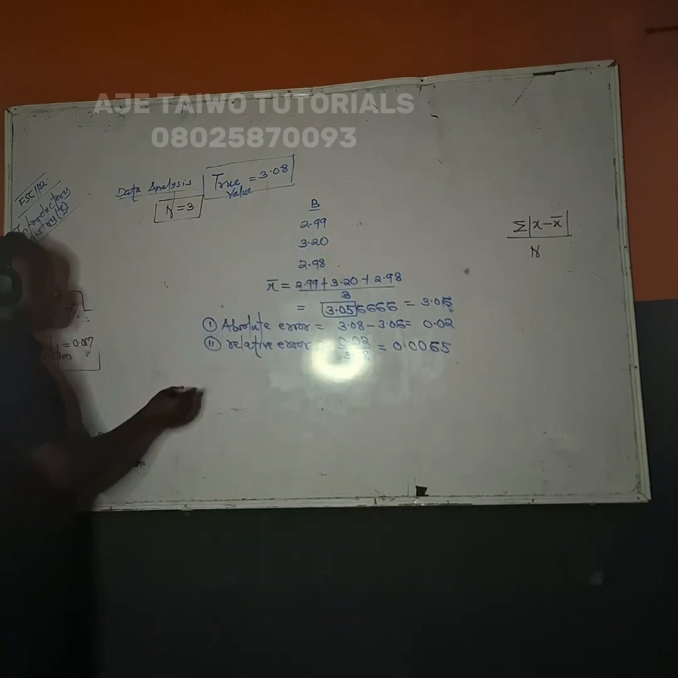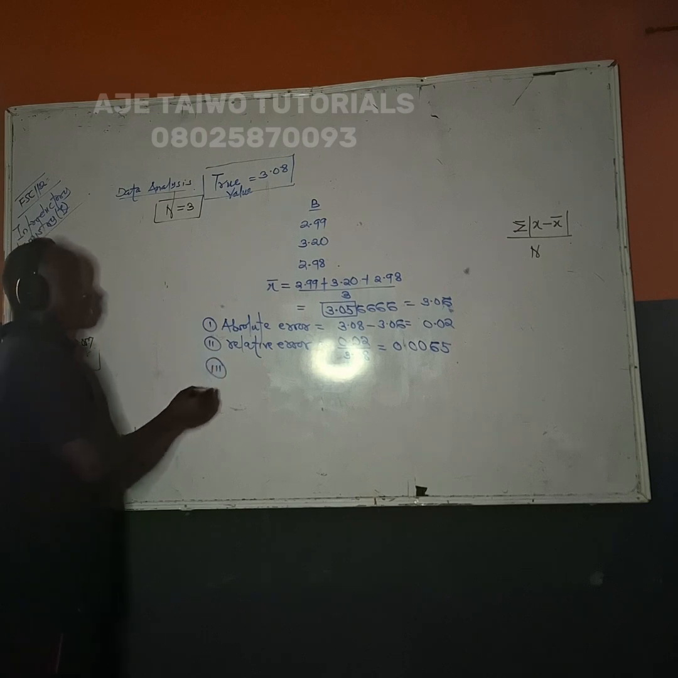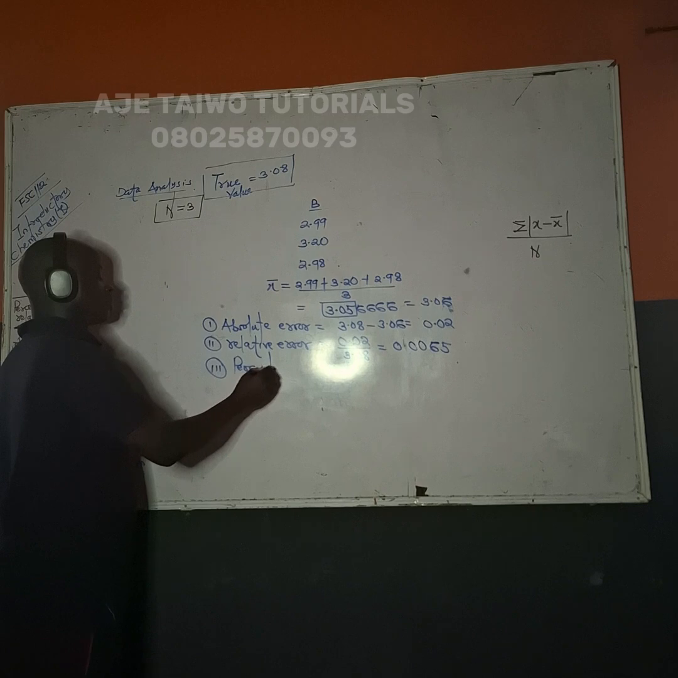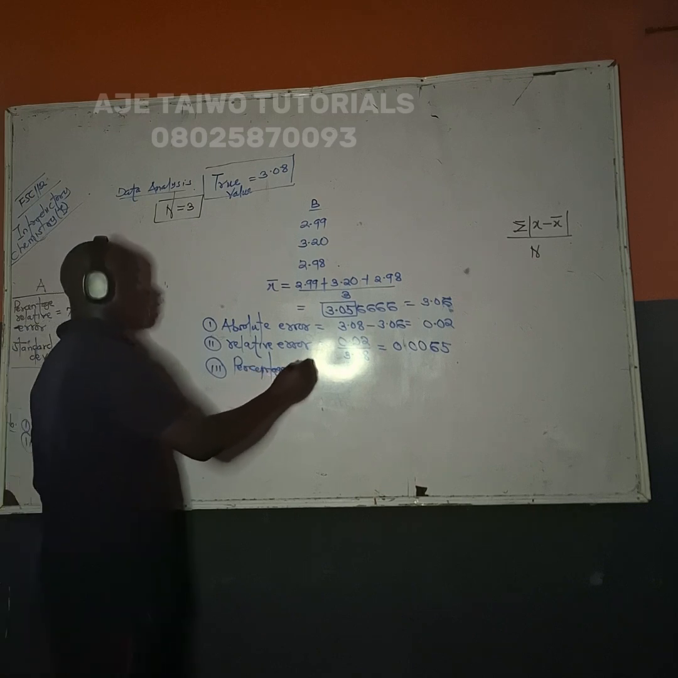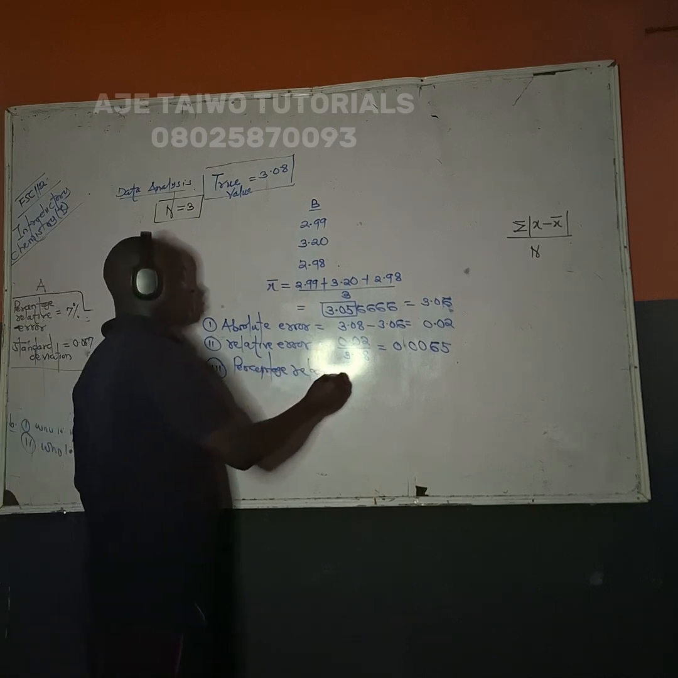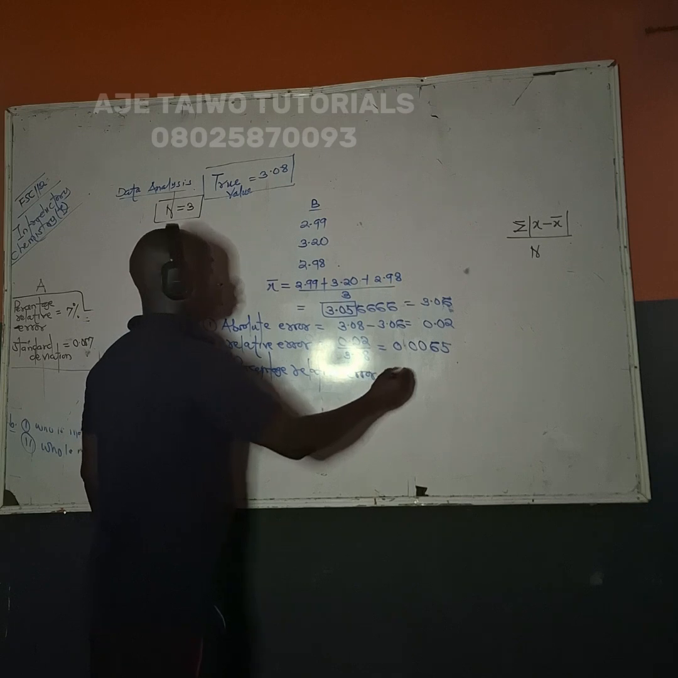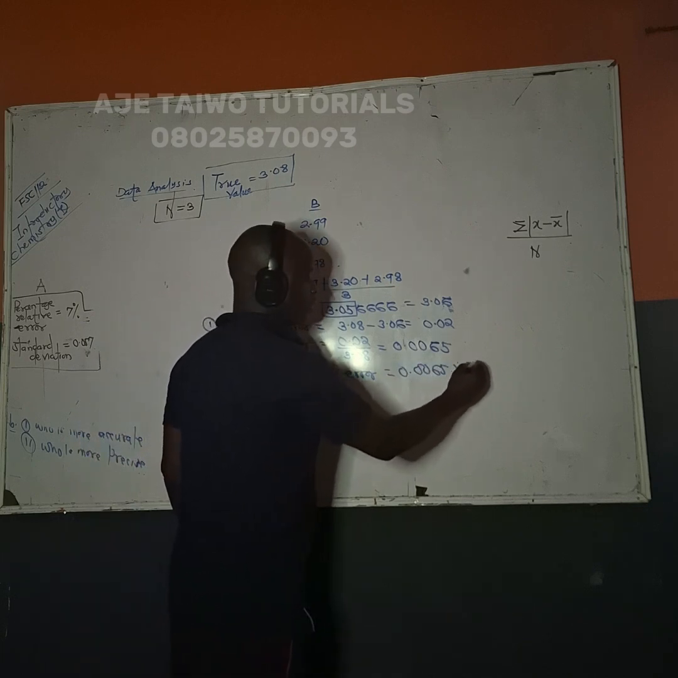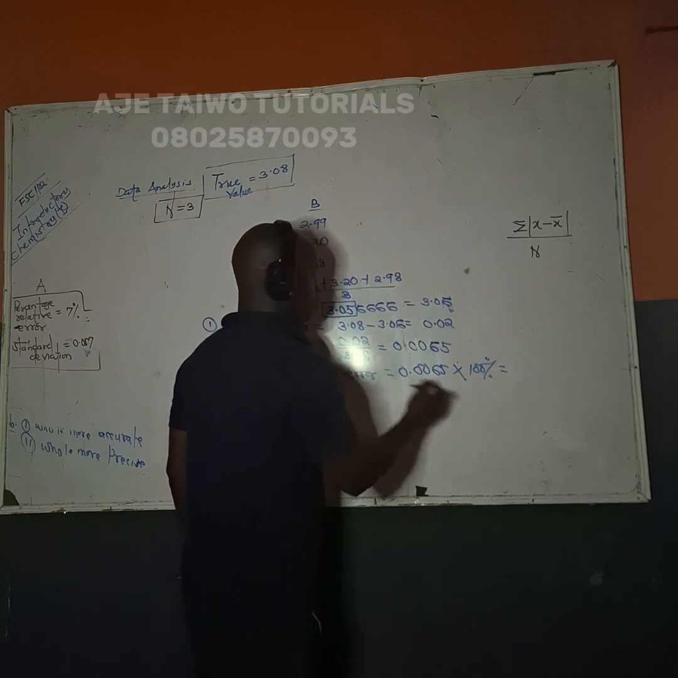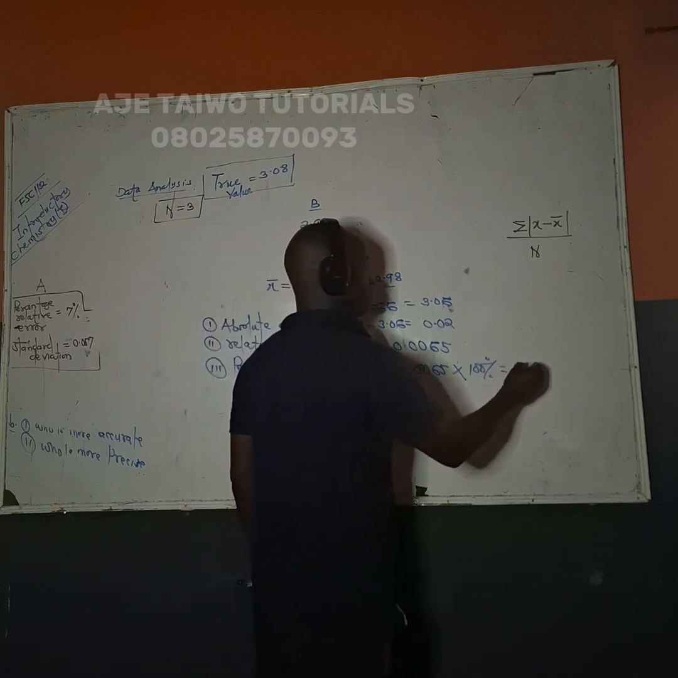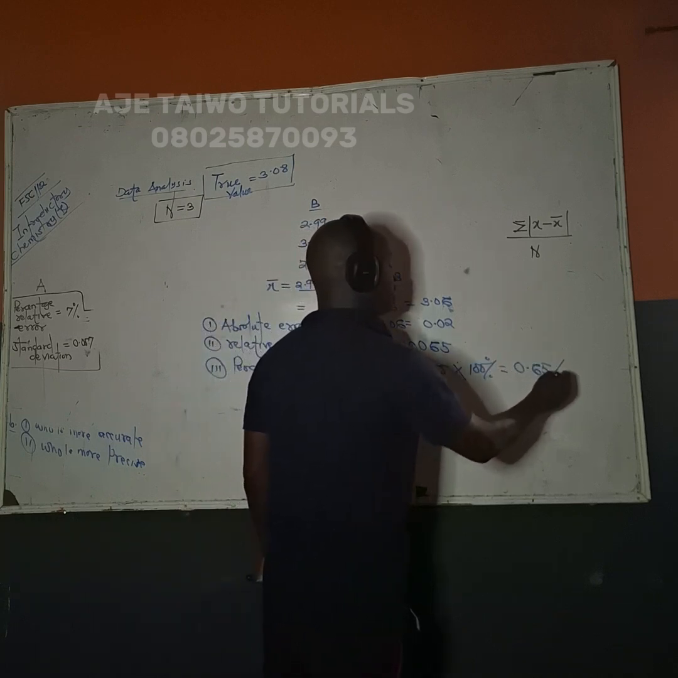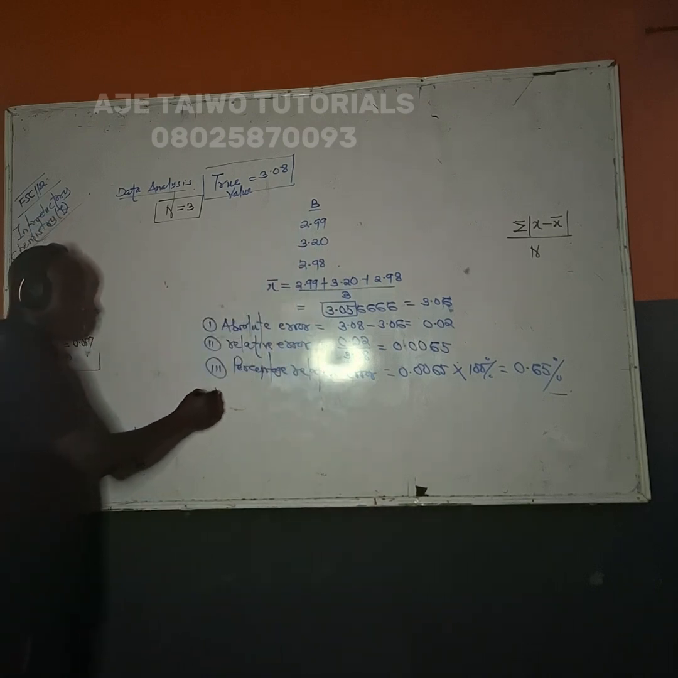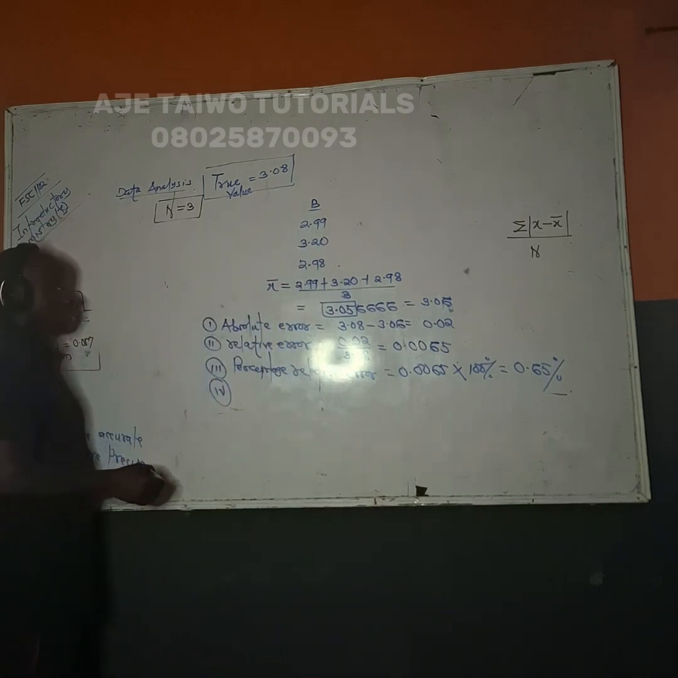Good. So let's go. Number 3, we have percentage relative error. What's the formula for that? We just multiply 0.0065 by 100%. And that will give us what? That's 0.65%. 0.65%.